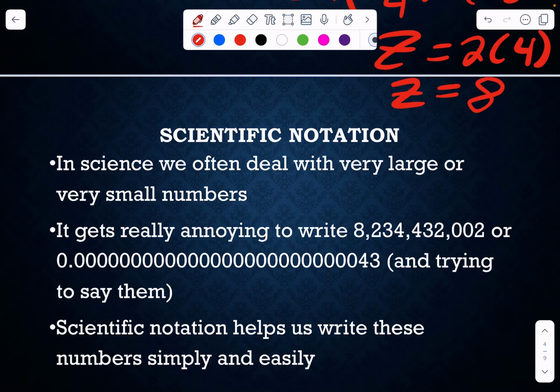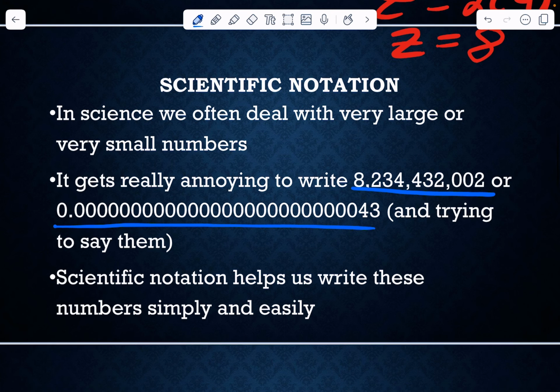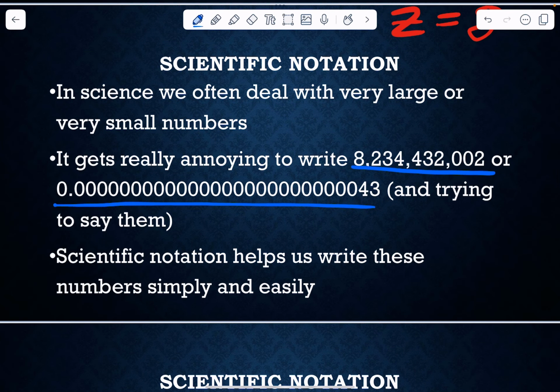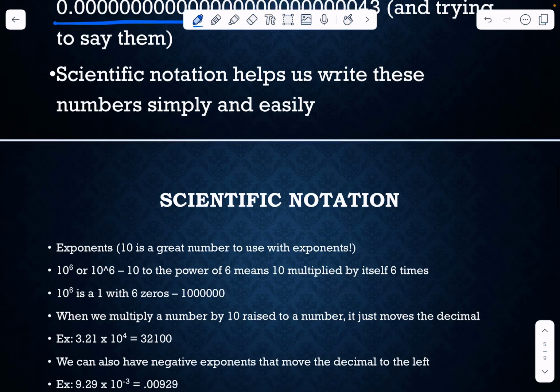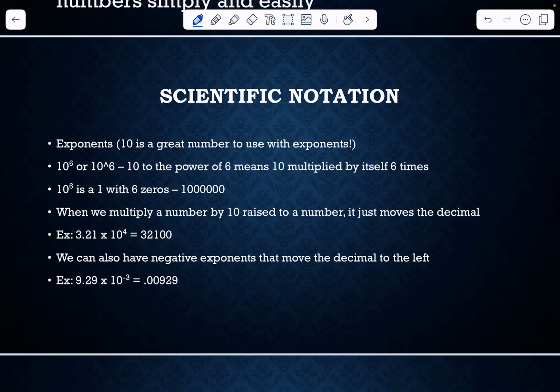Okay, the next topic we're going to talk about is scientific notation. In science and definitely in chemistry, we deal often with very large or very small numbers. It gets really annoying to write this large number or this really tiny number, and it's even more annoying trying to say them. Scientific notation helps us write these numbers simply and easily. So we're just going to dive into it. We've got scientific notation explanation here.